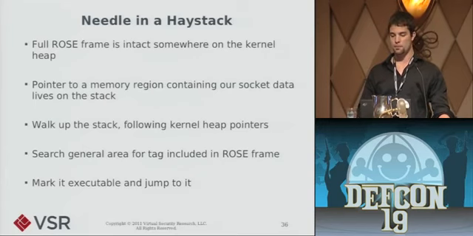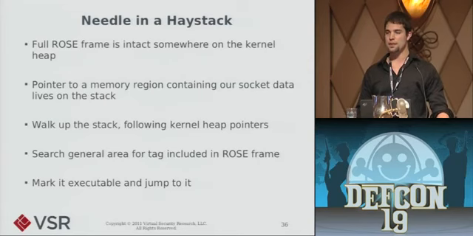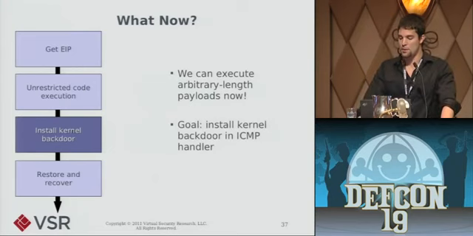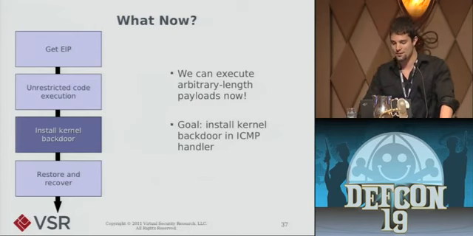Yes, no, just heuristically. And if it is, you can follow it and look around in memory, and we'll put a tag in our ROWS frame so that we can find it. And then we'll eventually just find our ROWS frame on the kernel heap. We'll mark it executable just by calling set_memory_x and then jump into it. So now we've overcome our space constraint. We can execute arbitrary length payloads running in kernel mode right now. And the goal here is I want to install a kernel backdoor in the ICMP handler, because it's badass.